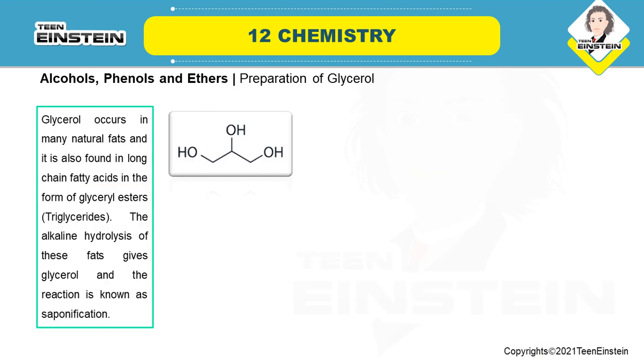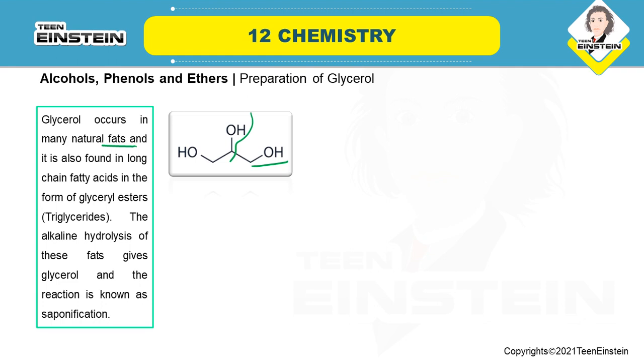Next, preparation of glycerol. Now try to understand the difference with glycol. In glycol, the molecule is up to this, but now this extra part is there. So now there are a total of 3 OH groups attached to 3 carbons, and all these 3 carbons are different. This molecule is also very important because it occurs naturally in many natural fats, and it is also found in long chain fatty acid in the form of glycerol ester, because it is after all alcohol, right? And alcohol is one of the parts of ester.